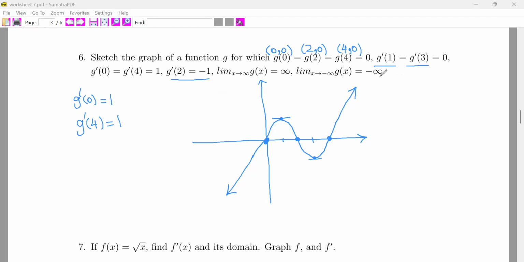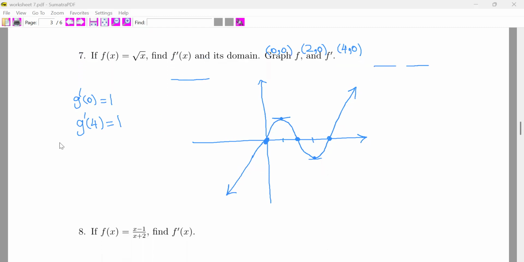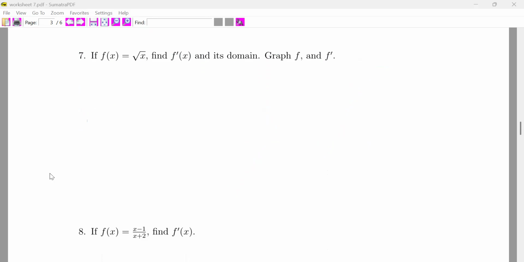Let's move on to number 3 here. We are going to find f prime and its domain using the definition, and graph f and f prime. Following the definition, we would have f prime of x equals the limit of f of x plus h minus f of x over h when h is approaching 0.